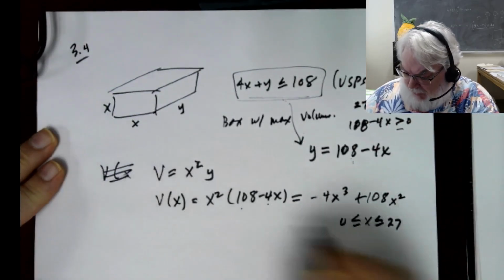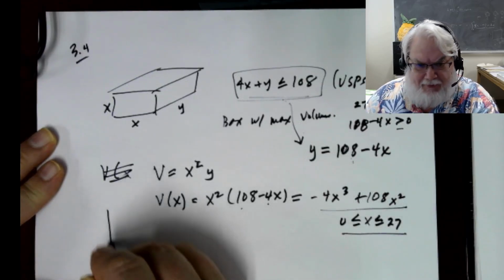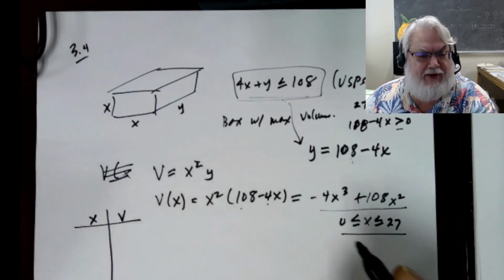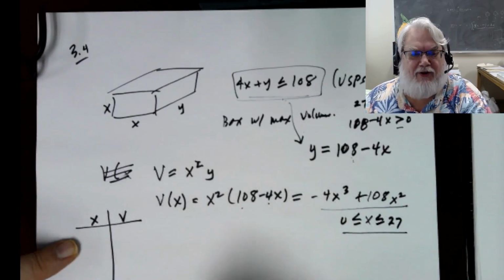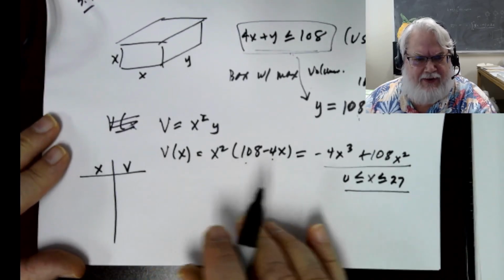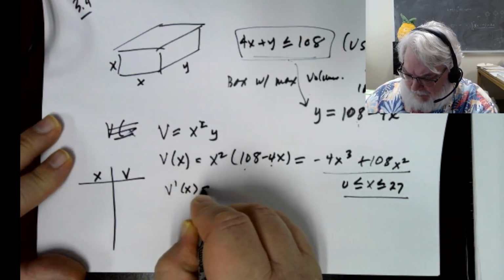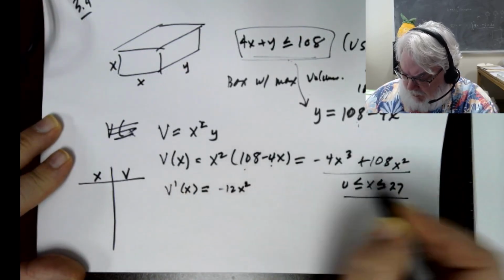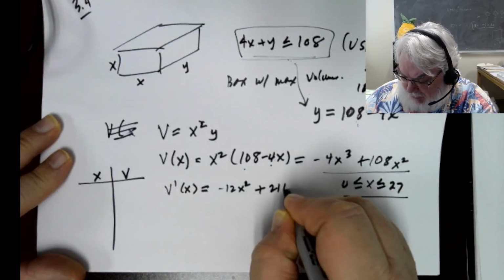Good. So now we have a function on a closed interval. When we try to find the global max, we can just compute it using a table, right? And the table will have our critical points and our endpoints. So let's go ahead and compute the critical points. V prime of x will be minus 12x squared plus 216x.